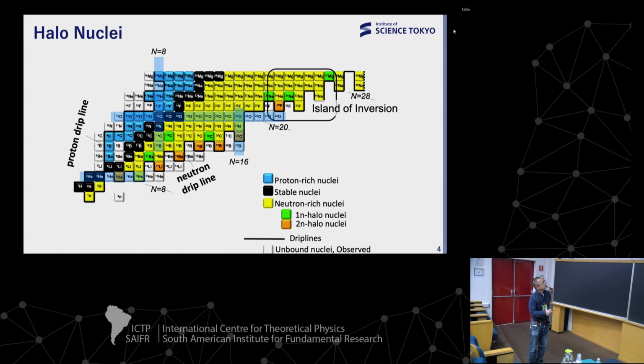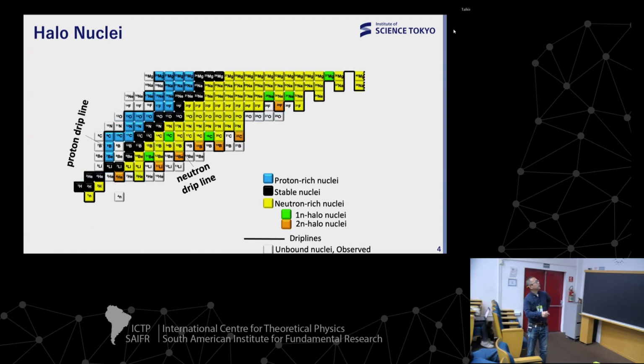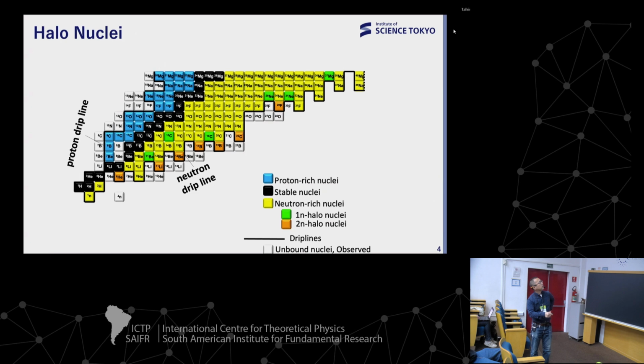Green ones are the one neutron halo nuclei, and oranges represent two neutron halo nuclei. So you see, except for helium-8, oxygen-24, and nitrogen-23, other drip line nuclei are all actually two neutron halo nuclei. It's interesting.